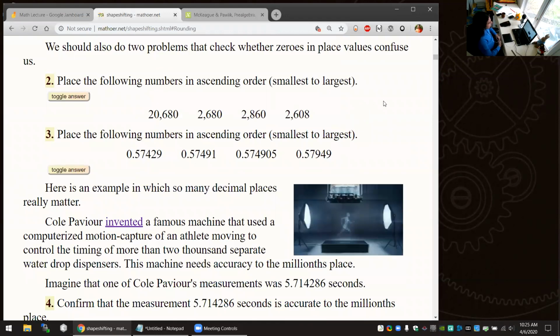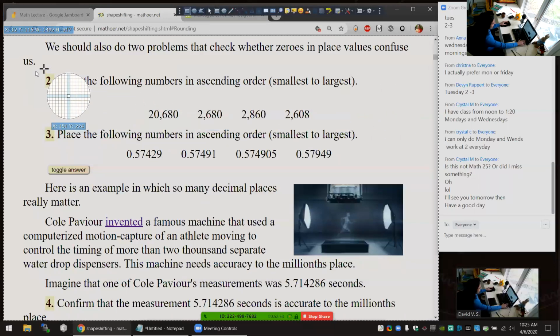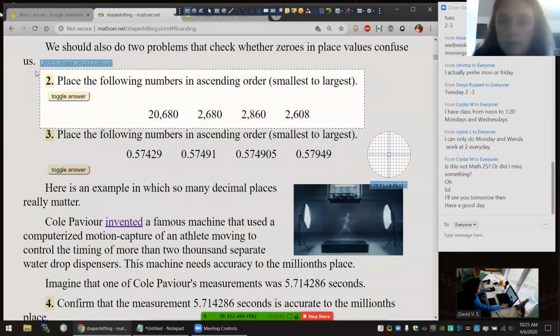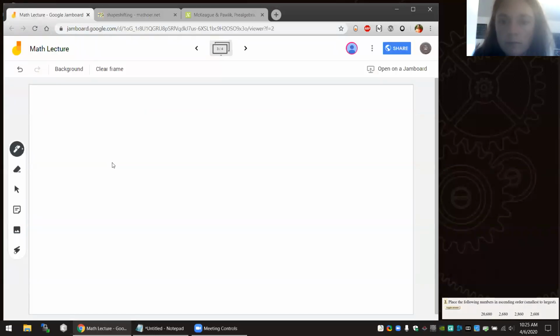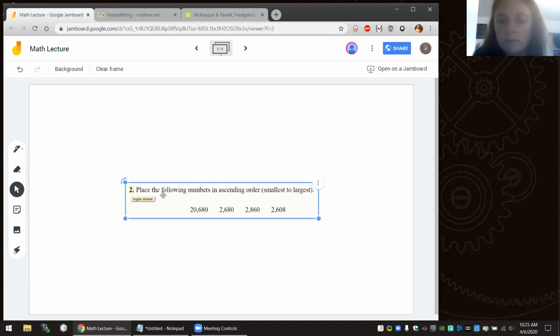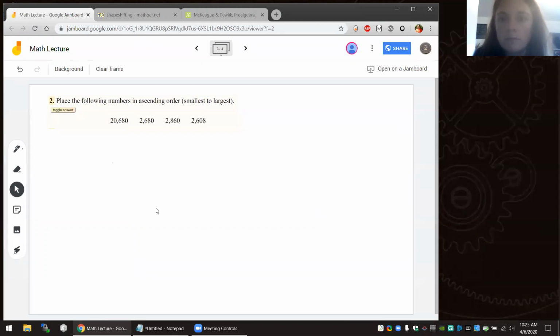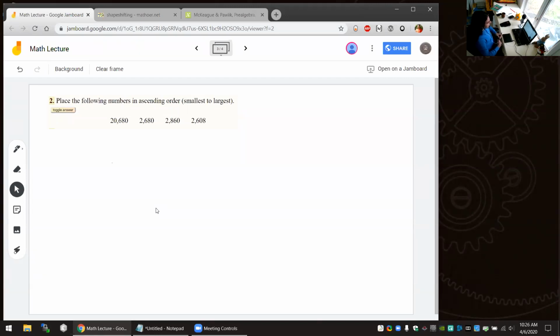A similar place value challenge is to put things in order. Okay, which of these is biggest and how do we know? The comma, 20,000. Yeah, so the biggest one is that one. It has more place values than anything else. Nothing else is at least 10,000 big. Okay, what's next?